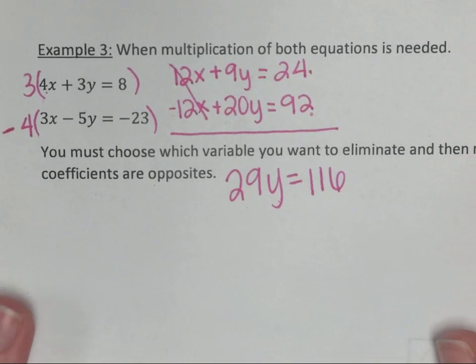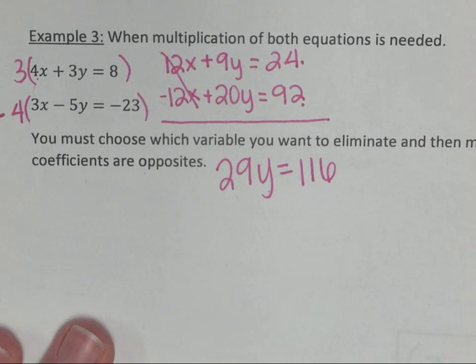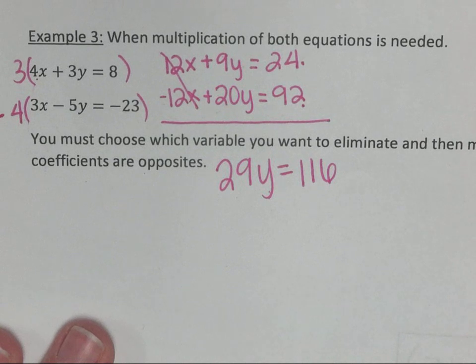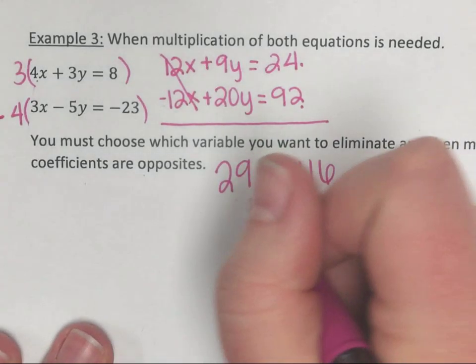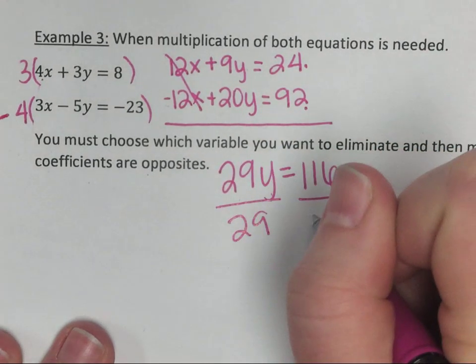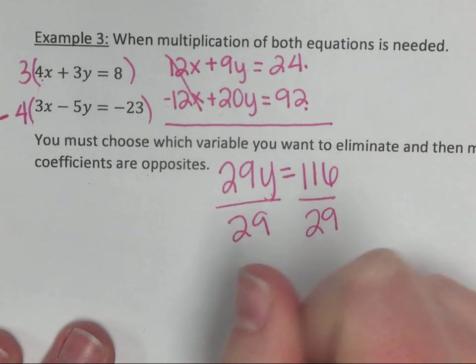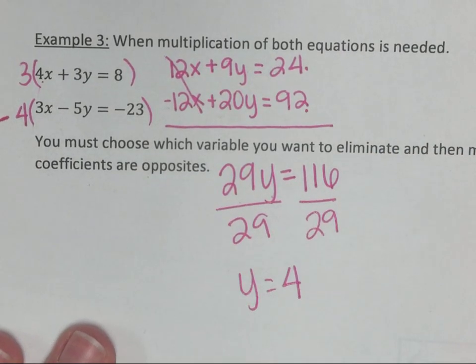Okay, so we ended up getting rid of a variable, so this way we can solve for y. Miss Cornell, if it's not like x and y, like it's a and b, then how do you know which one's x and which one stands for y? It doesn't matter. Okay, so when we divide by 29, what did y'all get for y? 4. So y is equal to 4.